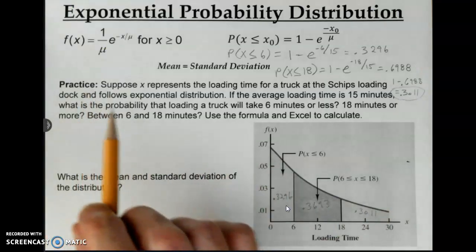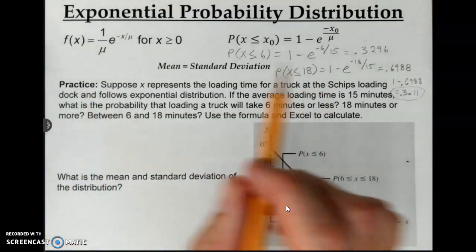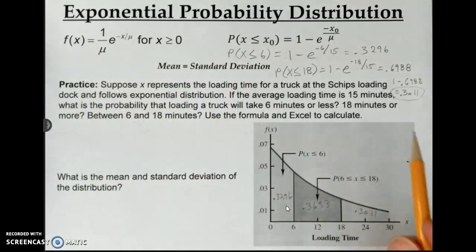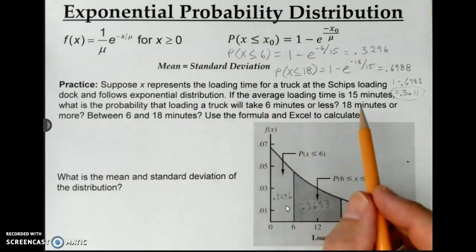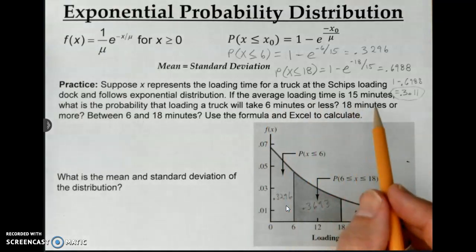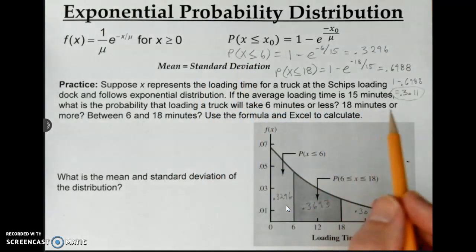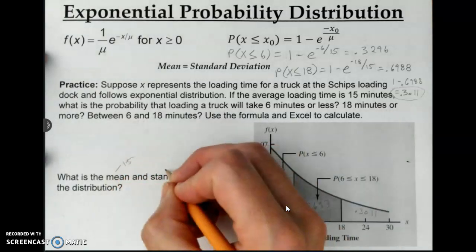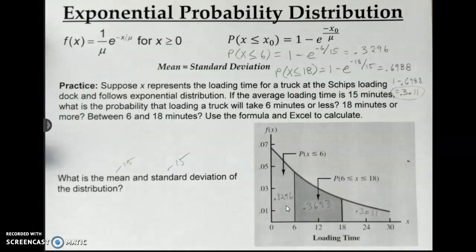Let's go back now and recognize the mean and standard deviation. Well, this is easy because the question here tells you the mean. So it's 15 minutes. And the mean is the standard deviation. So it's 15 minutes. 15 and 15. Okay, and we are done with the exponential probability distribution.